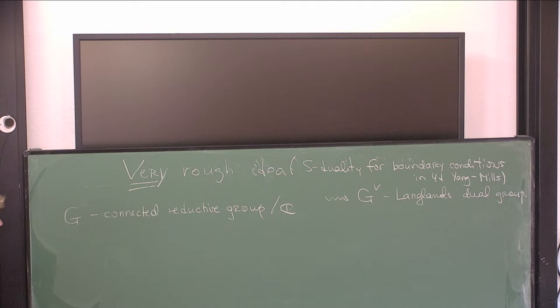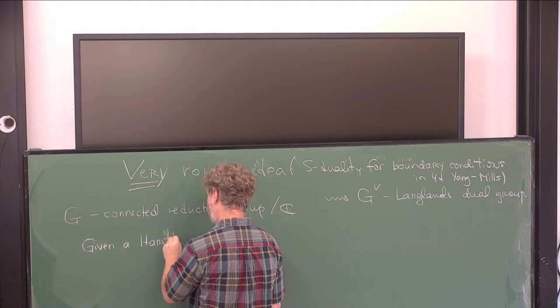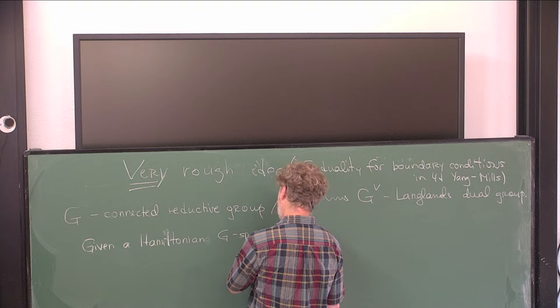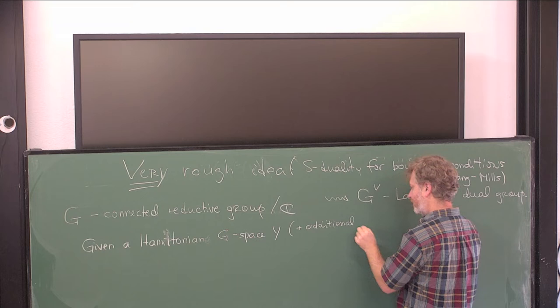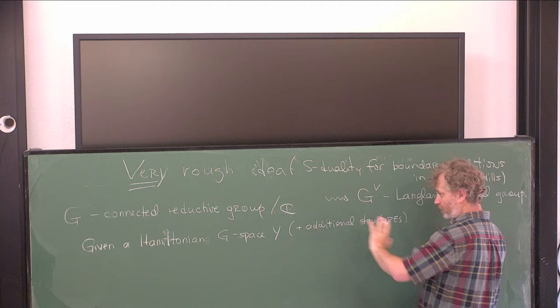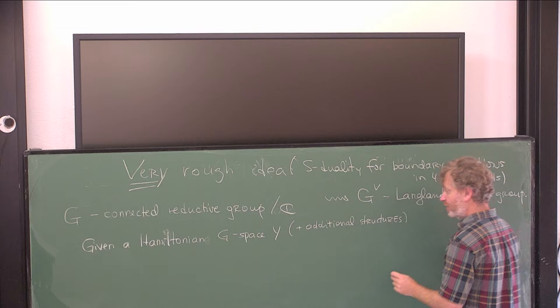So the very rough idea is that given a Hamiltonian G-space, well, again, if you have to be honest, you have to put some additional conditions and structures, some mild additional structures. In a moment, I'll concentrate on some specific series of examples where these conditions and structures will be automatic. But maybe I'll mention one structure. Okay, I'll say what I mean by Hamiltonian G-space in a second.